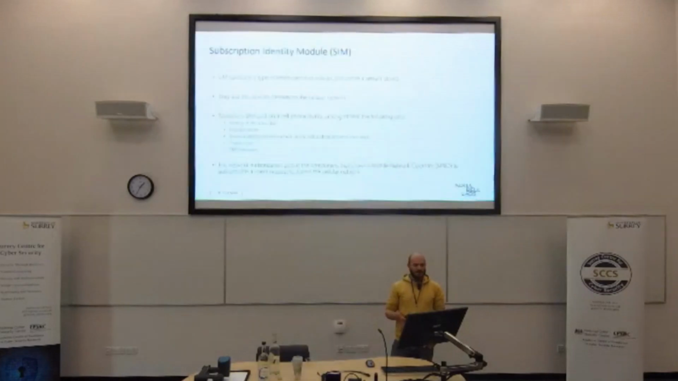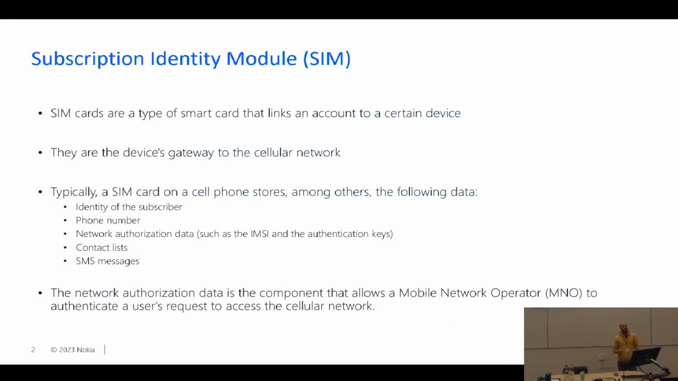So, a bit of background information. What are SIM cards? They are smart cards that typically link an account to a certain device. SIM cards are the device's gateway to the cellular network, and they store various data such as the identity of the subscriber, the phone number, the IMSI, authentication keys, contact list, and so on. And the network authorization data is the component that allows a mobile network operator, or MNO, to authenticate a user's request to access the network.